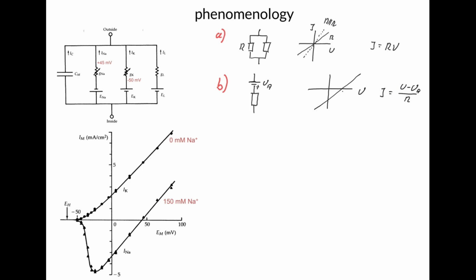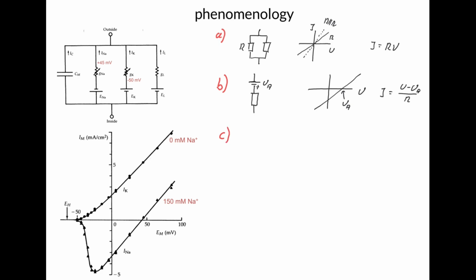You see also nicely that the experiments on the bottom left follow such a trend. You see, if there's no sodium current, we just have a linear line, more or less. If we switch on the Nernst potential of the sodium, we see a shift of this line, and it crosses at plus 45 millivolt, which is the Nernst potential of the sodium.